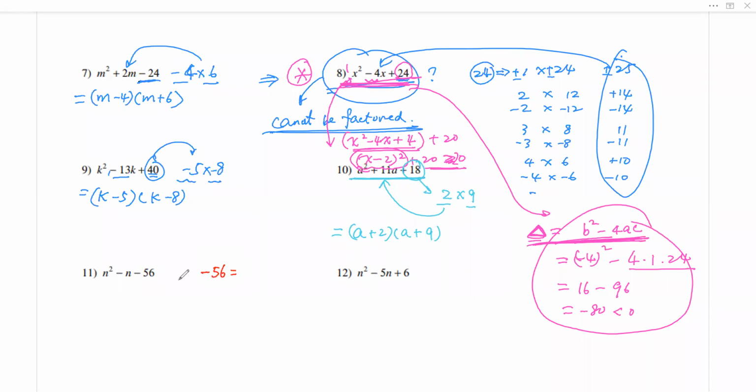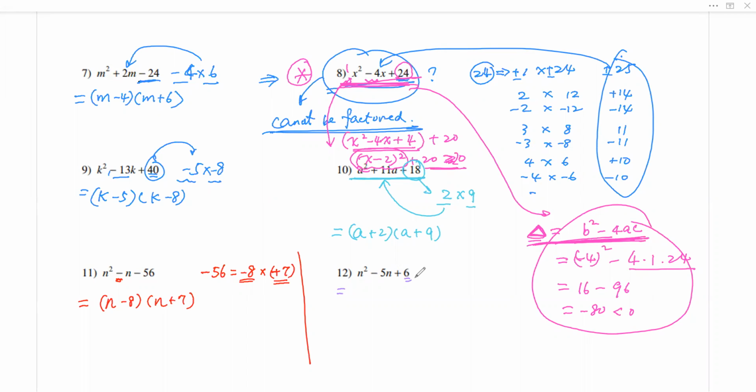Okay, see number 11. -56 can be factored into what? Maybe +8 times -7, right? Oh, this one is +1. So we switch here. It should be -8, +7. So we get -1 here, right? The sum of these two will be -1. So it means -8, +7.